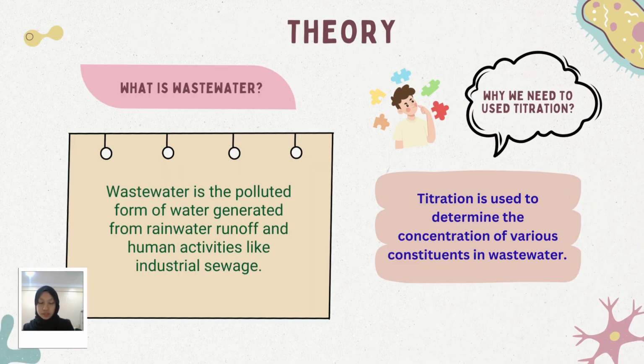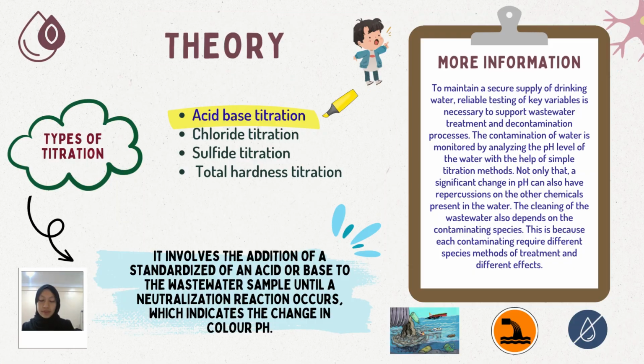So, what is wastewater? Wastewater is the polluted form of water generated from rainwater runoff and human activities like industrial sewage. So why do we need to use titration in wastewater management? This is because titration is used to determine the concentration of various constituents in wastewater. Next, there are four types of titration, which are acid-base titration, chloride titration, sulfide titration, and total hardness titration. For wastewater management, we usually use acid-base titration.